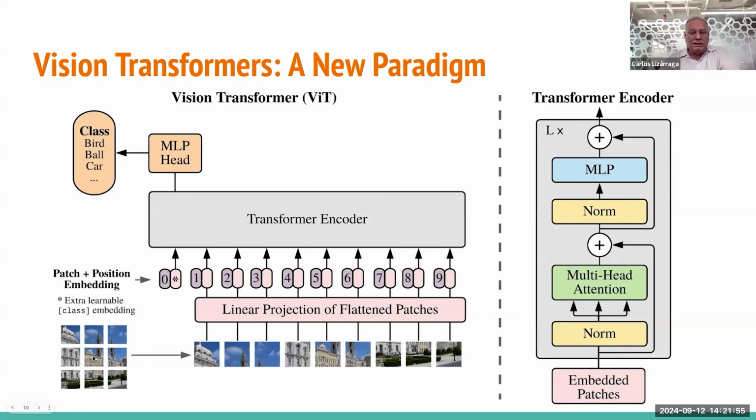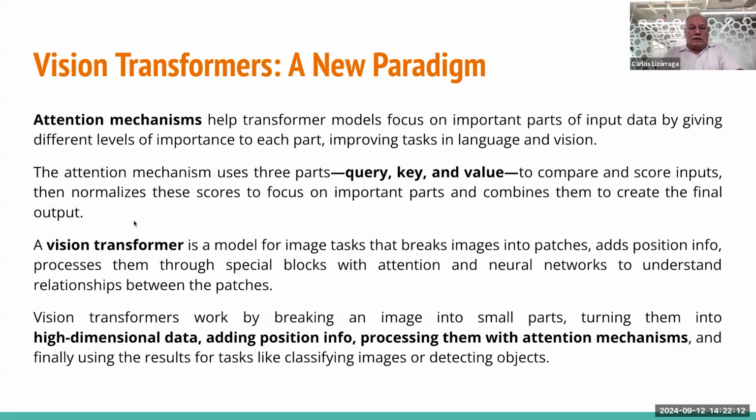Okay, so the same thing applies in vision transformers. You have an image, and the image is segmented in pieces, and then it goes to the transformer encoder, and then it will try to classify what type of image you're talking about. So vision transformers, as we showed in the previous image, have attention mechanisms, and also all the images are transformed into high dimensional data for trying to extract the information from a specific image.